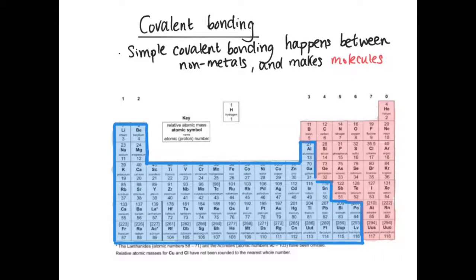So covalent bonding is the way that molecules that are made of different non-metals stick together, and it makes individual molecules. All of the non-metals are over here, and these are the metals. So we're going to be looking at the bonding between the atoms, between the elements, over on this side of the periodic table.